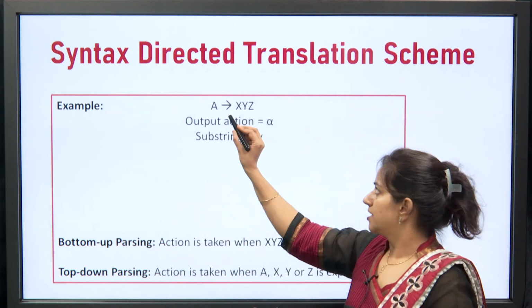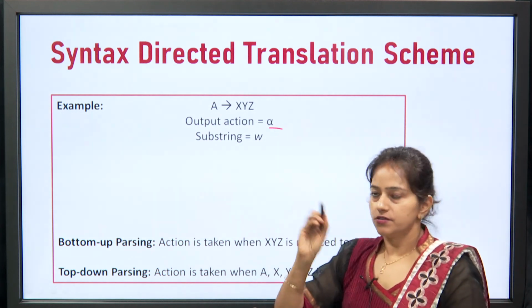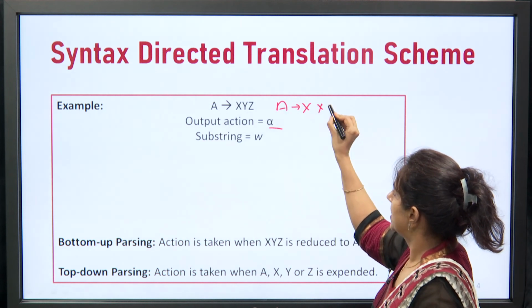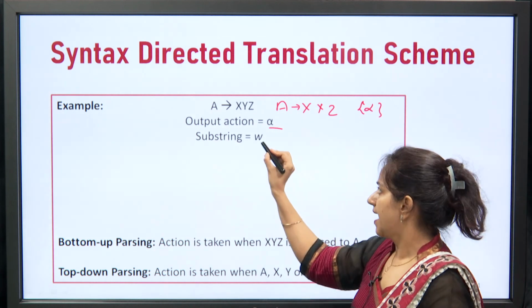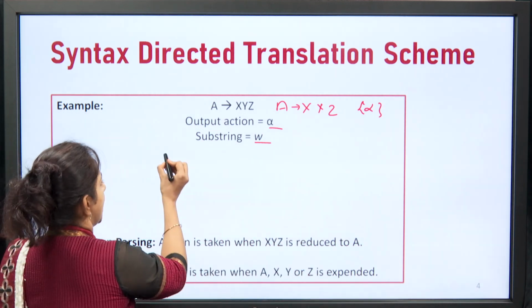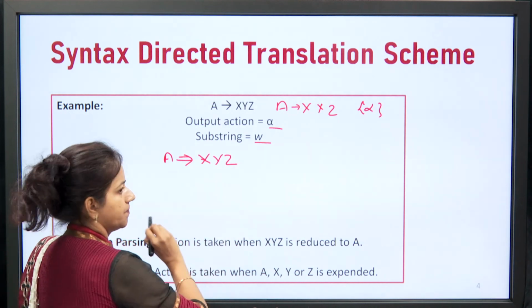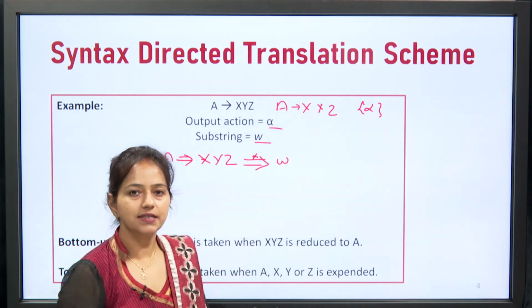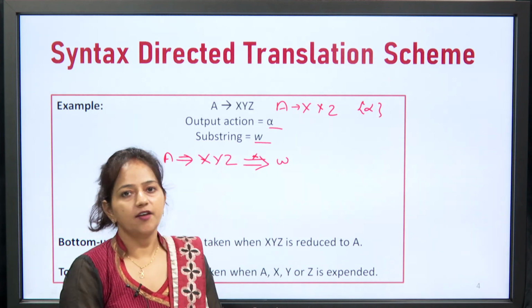So, we will take one example. Suppose there is a production A to XYZ and here the output action is alpha. So, it can be written as A to X, Y and Z with action alpha, plus here we have the substring W. So, we can obtain its derivation like A derives X, Y and Z. Now, this can derive W in 0 or more steps. So, we can easily obtain this derivation that shows that A can derive W in 1 or more steps.